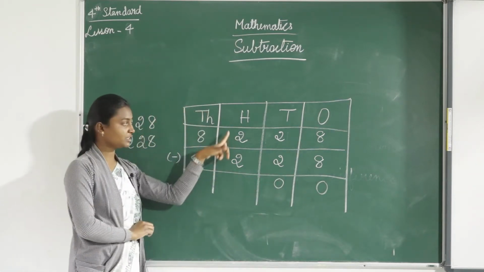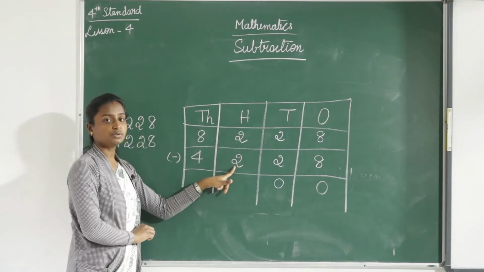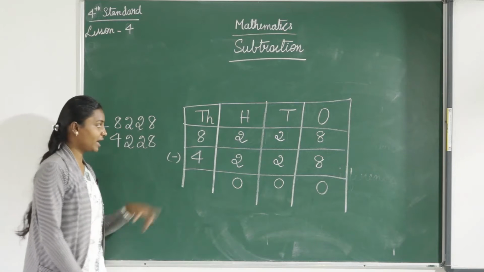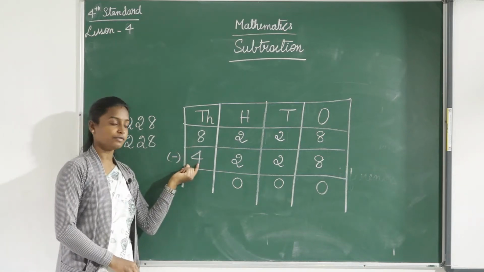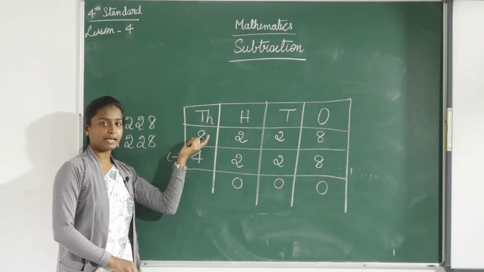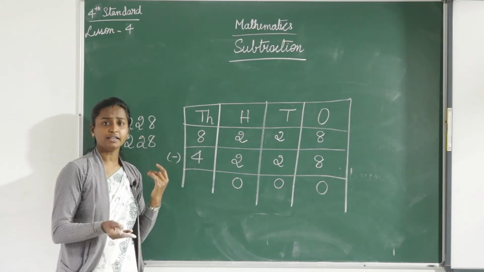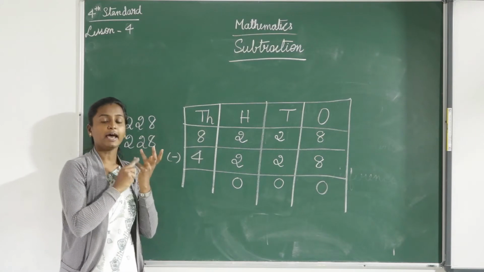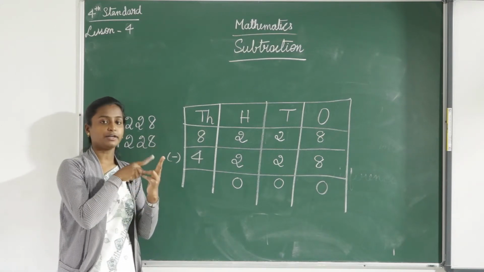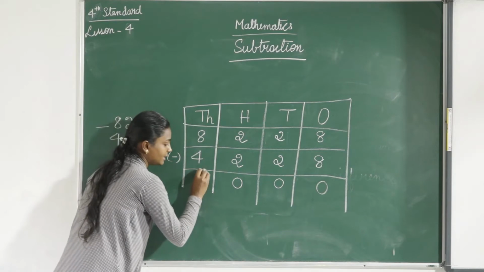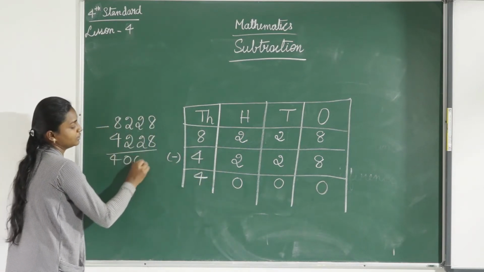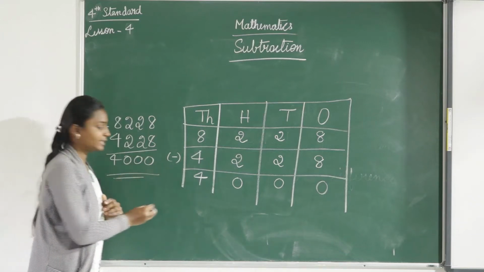In the hundreds place we have 2, another number also 2, 2 minus 2, 0. Now in the thousands place we have 8, another number is 4. If you take 4 from 8, you have 8 and you are taking 4 away: 1, 2, 3 and 4. What is left in my hand? 1, 2, 3, 4. So that is 4. So what is the answer here children? That is 4000.